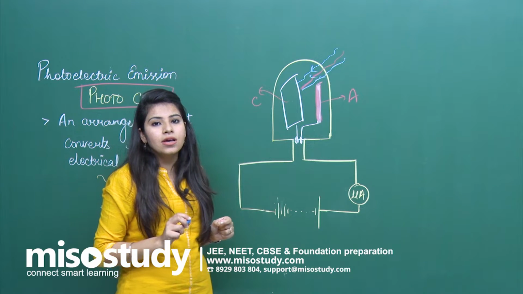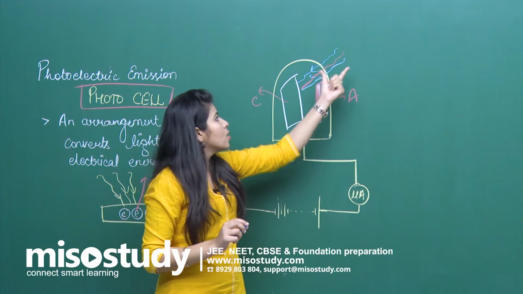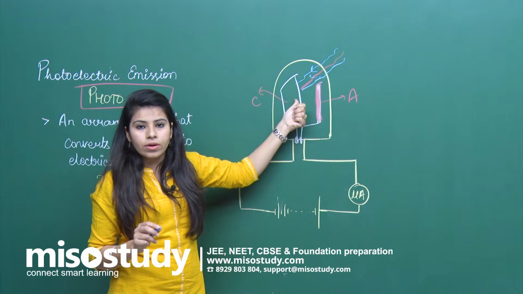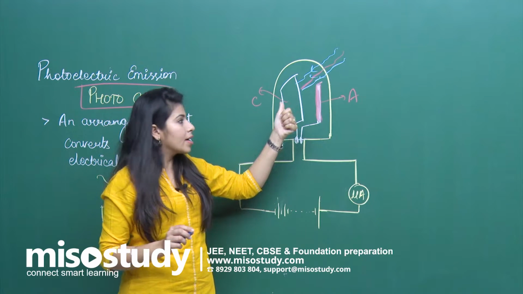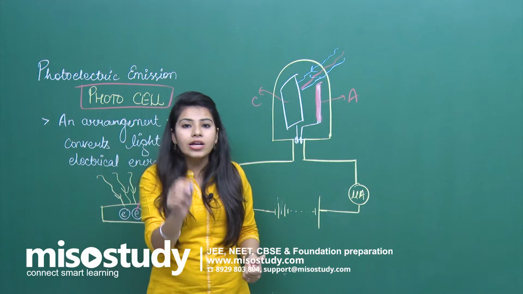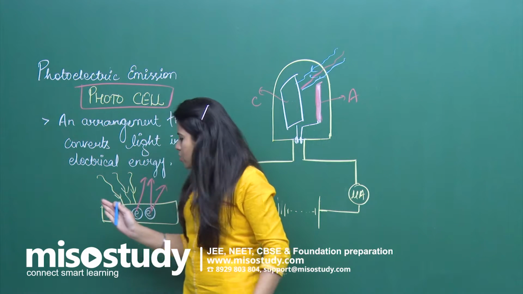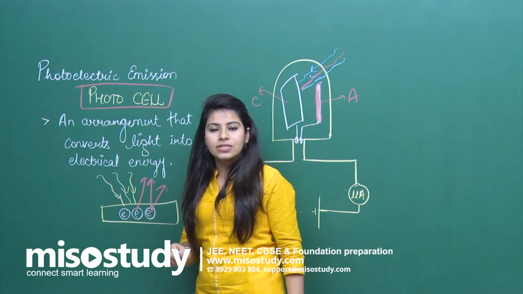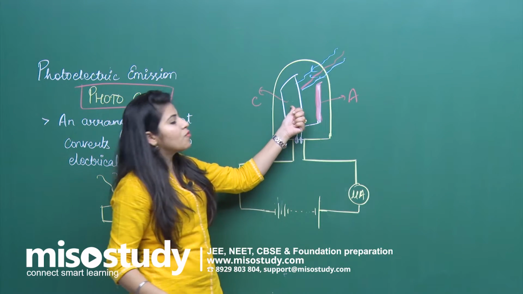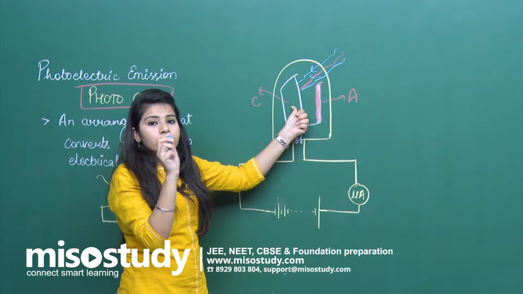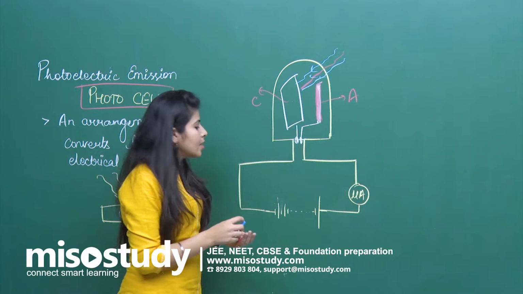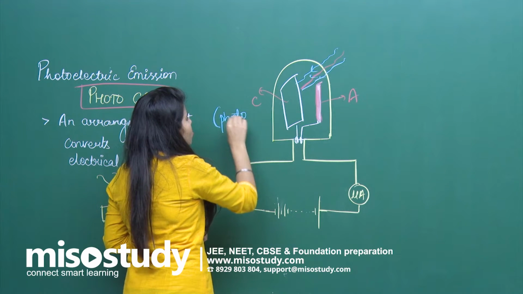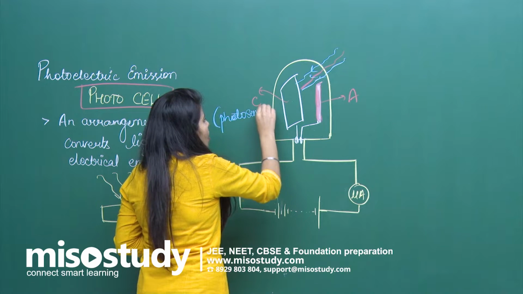What happens when we give some radiation or light over this cathode? Again the same concept, electrons are going to be ejected. First of all, I forgot to tell you, this cathode is made up of a photosensitive material. Then only the electrons are going to be ejected.